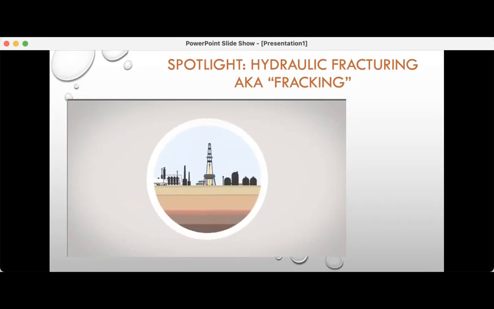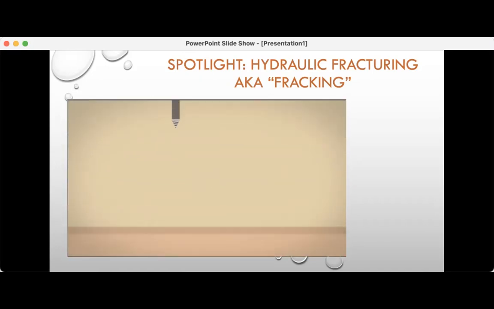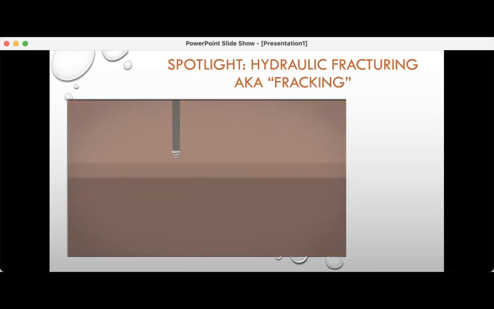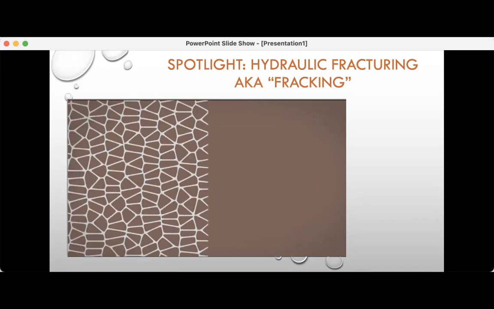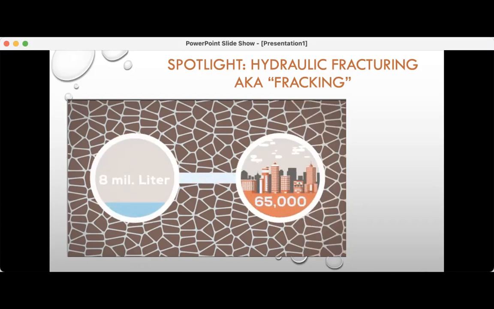Now, let's take a look at how fracking actually works. First, a shaft is drilled several hundred meters into the earth. From there, a horizontal hole is drilled into the gas-bearing layer of rock. Next, the fracking fluid is pumped into the ground using high-performance pumps. On average, the fluid consists of 8 million liters of water, which amounts to about the daily consumption of 65,000 people, plus several thousand tons of sand and about 200,000 liters of chemicals.